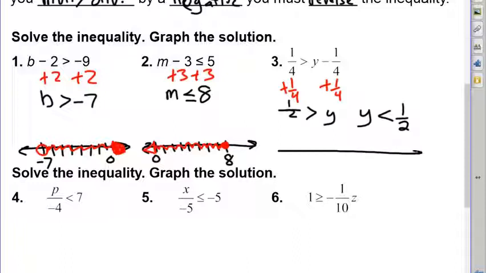On my number line, let's go 0, 1/2, 1. I'll use a hollow dot at 1/2 because it cannot equal a half, and shade to the left because these are numbers that are less than a half. They're also the numbers that a half is greater than.